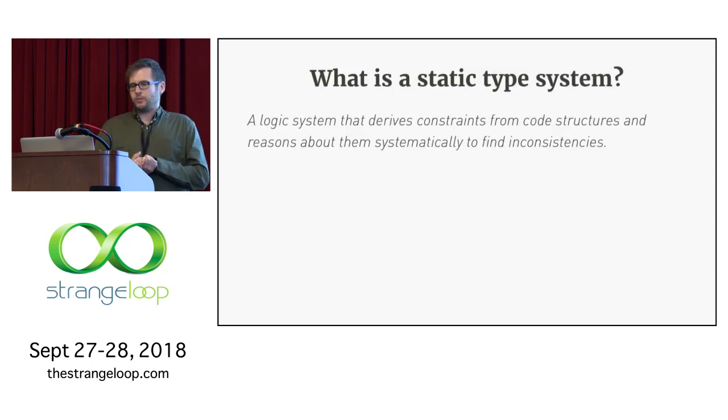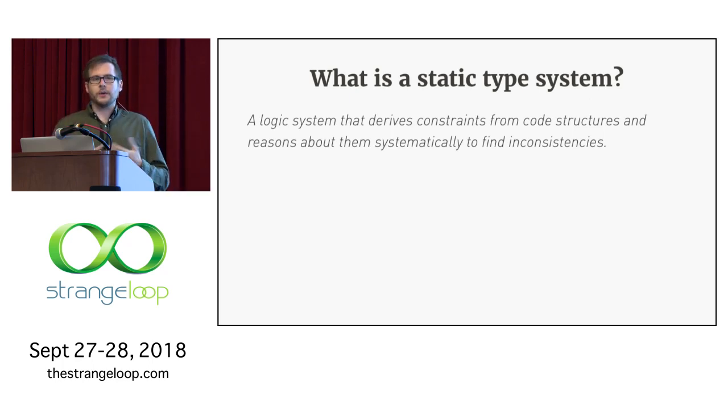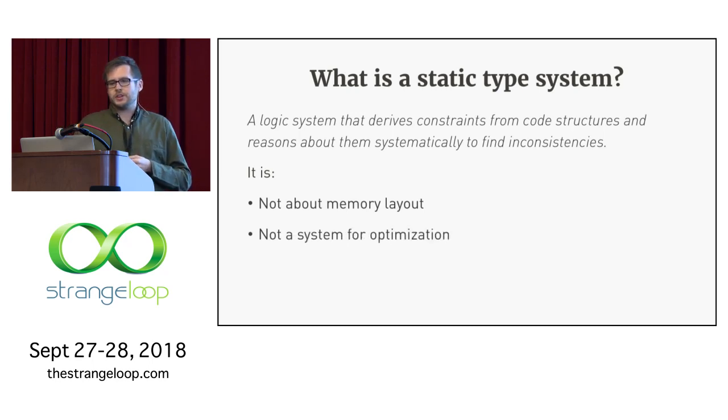So a little bit about what is a static type system. It's a logic system that derives constraints from looking at code structures and reasons about them systematically to find inconsistencies. It's not a lot of other things, so it's not about memory layout or code optimization. A compiler can use information from the type system in order to generate more efficient code, but the type system itself doesn't necessarily imply that.